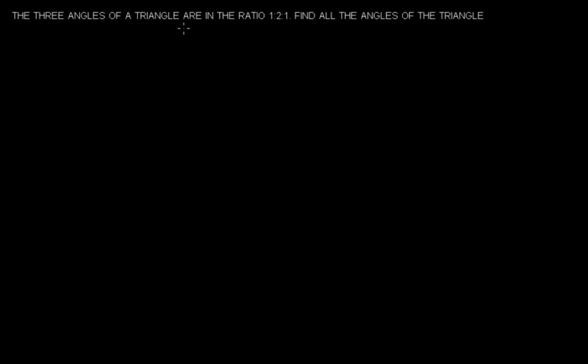The three angles of a triangle are in the ratio 1:2:1. Okay, so this is very important. The three angles of a triangle are in the ratio 1:2:1. Find all the angles of the triangle. So you have to find all the angles of the triangle, and what is given to you is that if this is a triangle, then the ratio is 1:2:1. The ratio has been given to you.